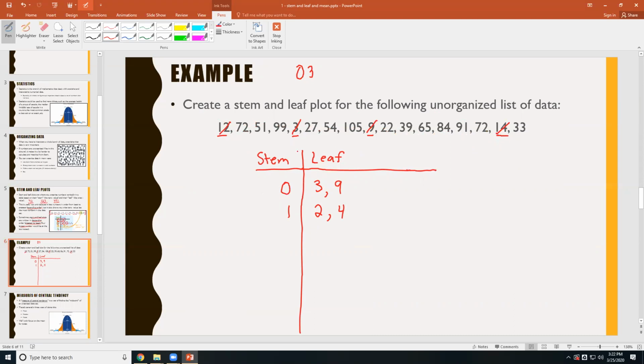Next up for a stem would be 2. Let's just scan this for any that have a stem of 2. There's 27 right here. There's 22 right here. That's about it. So 2 is one of our stems. And then, of course, ascending order, let's write the 22 first.